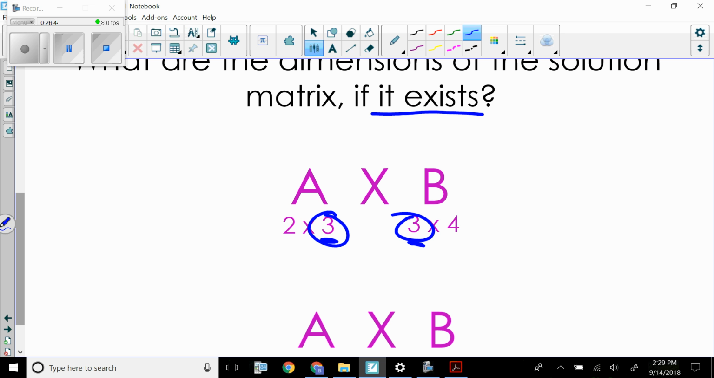Well, when they match, they actually essentially cancel each other out. So if I had a 2 by 3 and a 3 by 4, my final answer would actually be equal to a 2 by 4.